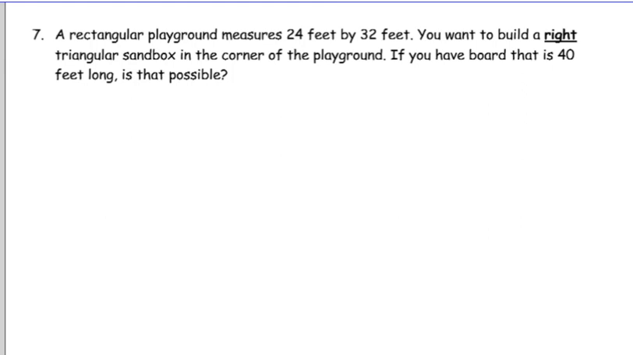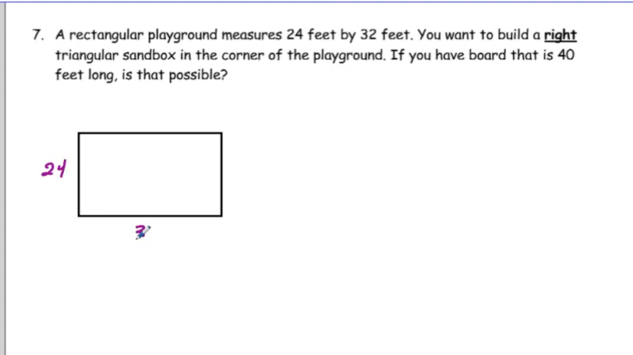All right, number 7, a rectangular playground measures 24 by 32. You want to build a right triangular sandbox in the corner of the playground. If you have a board that's 40 feet long, is that possible? So let's think about that. I've got a rectangle. It's 24 by 32. And here's a diagonal. And they're saying that's 40. We didn't need a visual, but might as well do it.